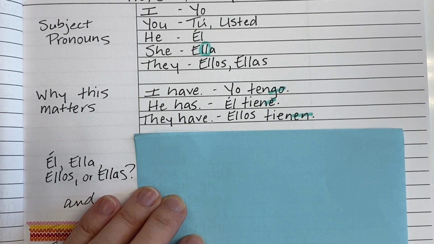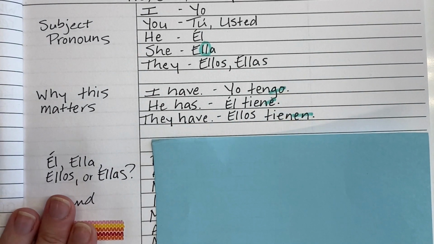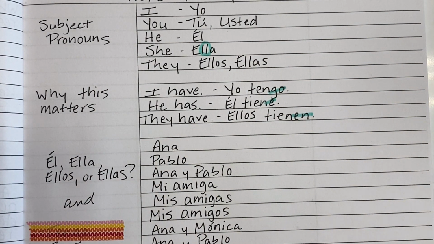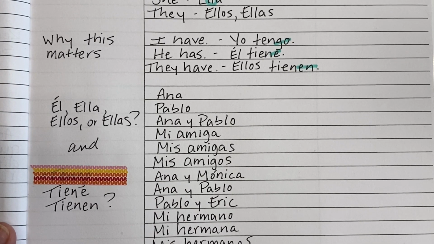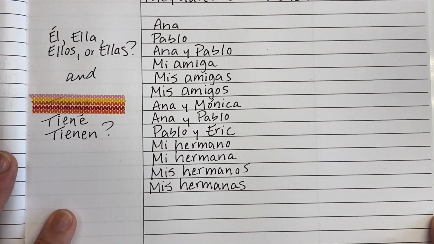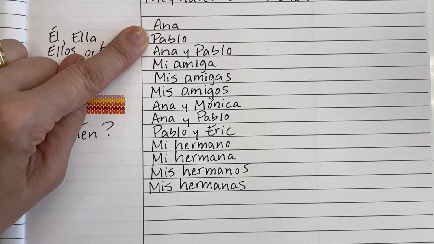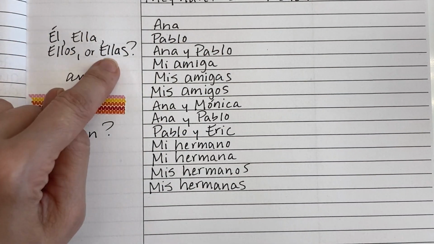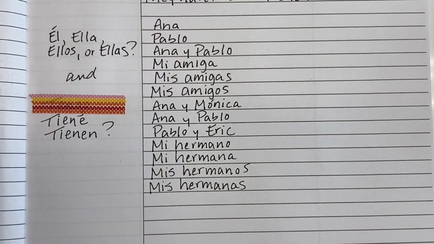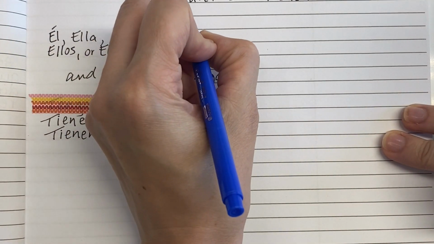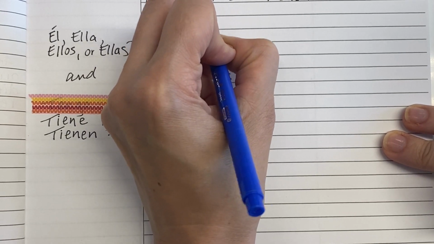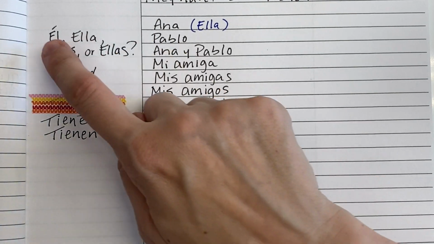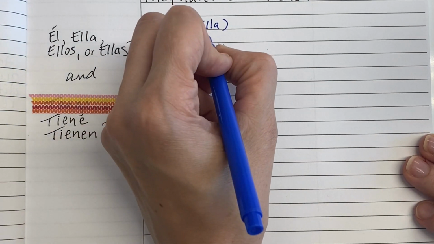So let's practice together, okay? Let's start out with él, ella, ellos, or ellas. And let's take a look at these people, okay? Here's a list of people here. All right, so Ana. Ana is just one girl, right? So she would be él, ella, ellos, or ellas. Well, Ana would be ella, right? She. What about Pablo? A single guy, so he would be he, él.